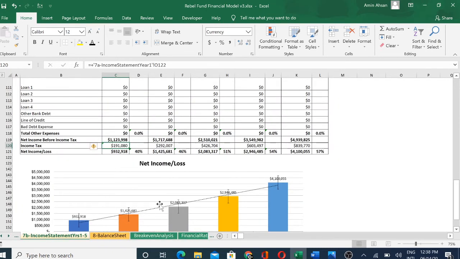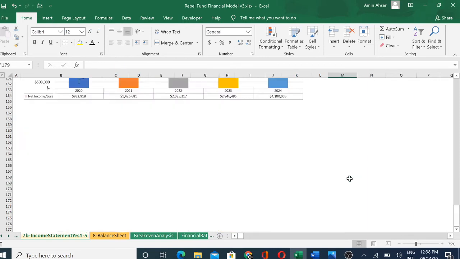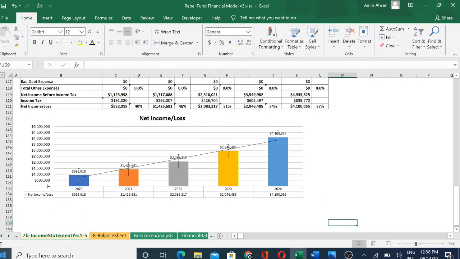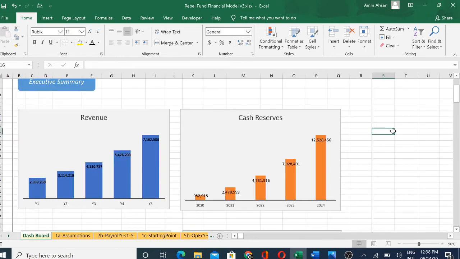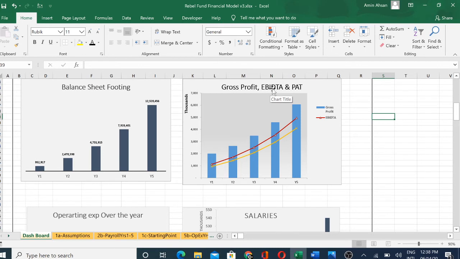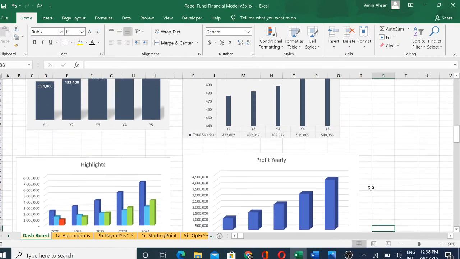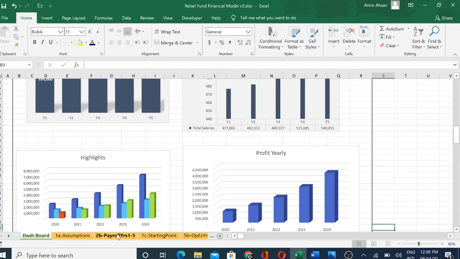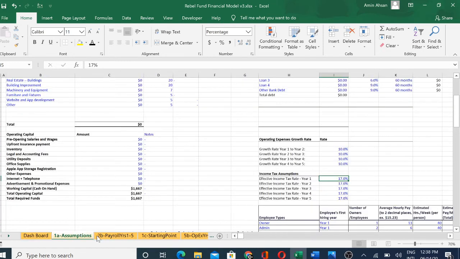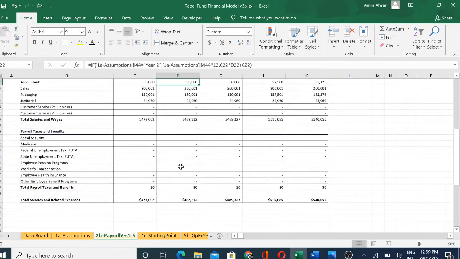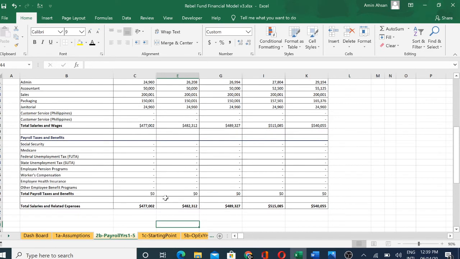So here is a small graph of your gross profit and net income or loss. You can see this as details from here. This is the gross profit, earnings before interest and PAT. This is the operating expenses over the year, and profit yearly. These are the highlights. Payroll, this is the payroll for year 1. If you want to see the breakups of payrolls, you can see in this sheet.